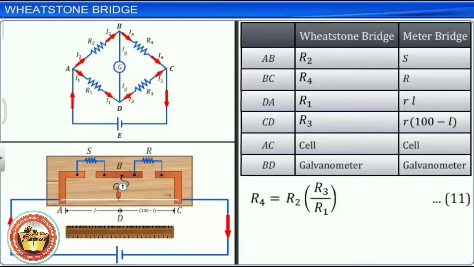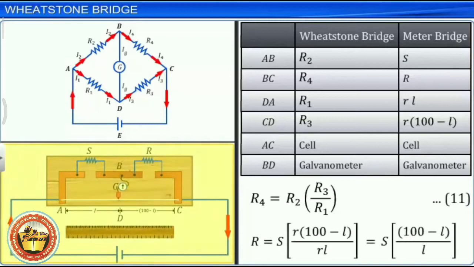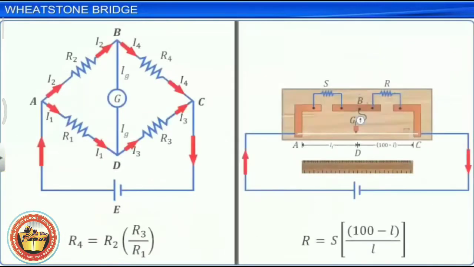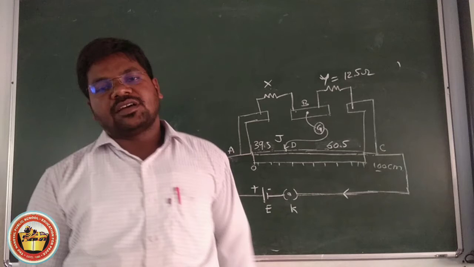AC, that is the cell, here also the same cell. BD galvanometer, there also galvanometer. From the Wheatstone bridge, R4 is equal to R2 into R3 divided by R1. We can write it in the form of the meter bridge: R is equal to S into (100 minus L) by L.